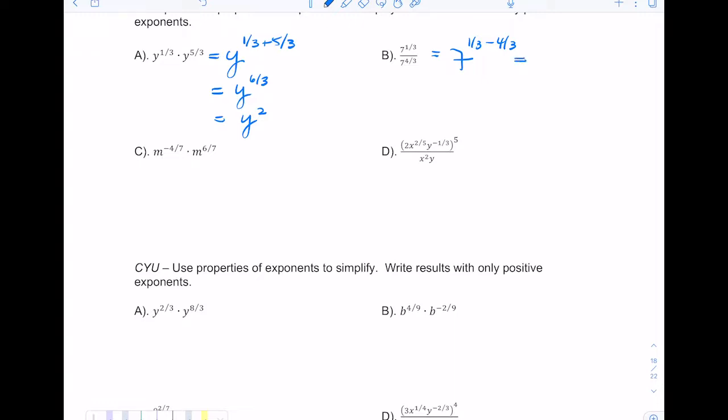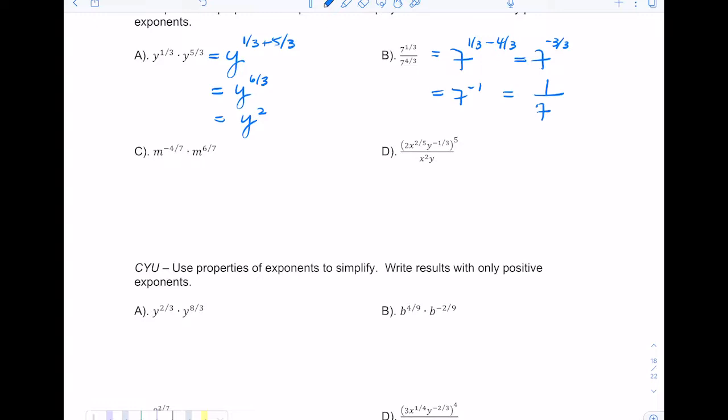1 minus 4 is -3. So really you have 7 to the -3/3, which reduces to 7 to the -1st, and we can't have negative exponents. So to fix that, I would just put the 7 to the 1st on the bottom. So my answer is 1/7.